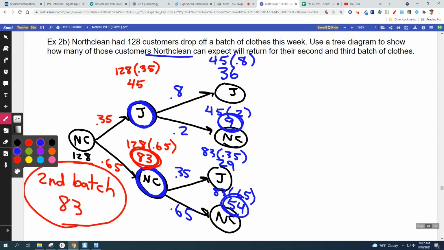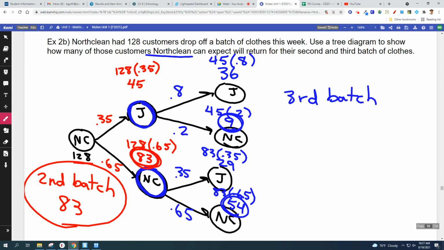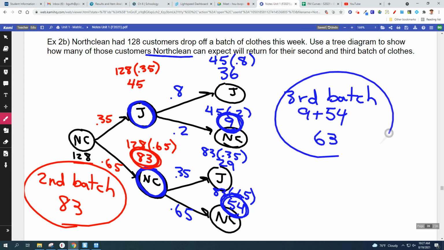But for the third batch, we're looking at 9 plus 54. 9 plus 54 is 63. 63 people return for their third batch.